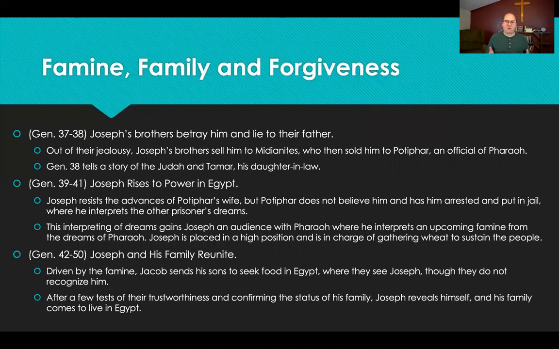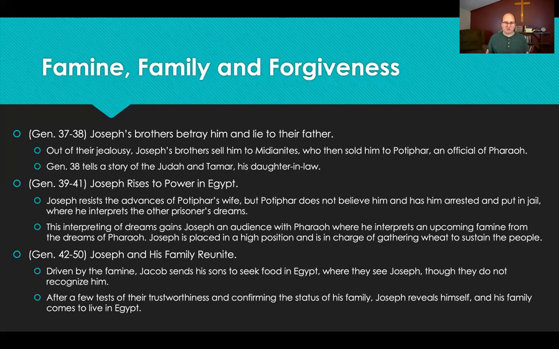This is a story about famine, family, and forgiveness. In the beginning of this story, Joseph's brothers betray him and lie to their father. Again, the kid with the long sleeves that doesn't have to work, who is favored by his father, has a dream where he is over and above his brothers. And that's just the last straw. The brothers make a very well executed, conniving plan, much like their father might have come up with, to get rid of Joseph.